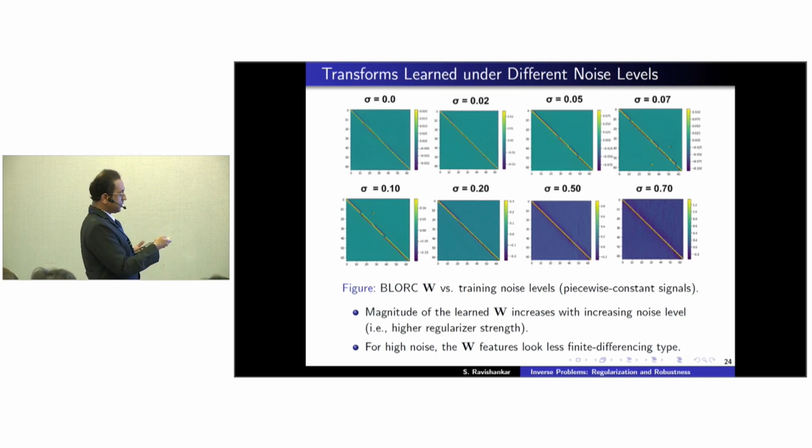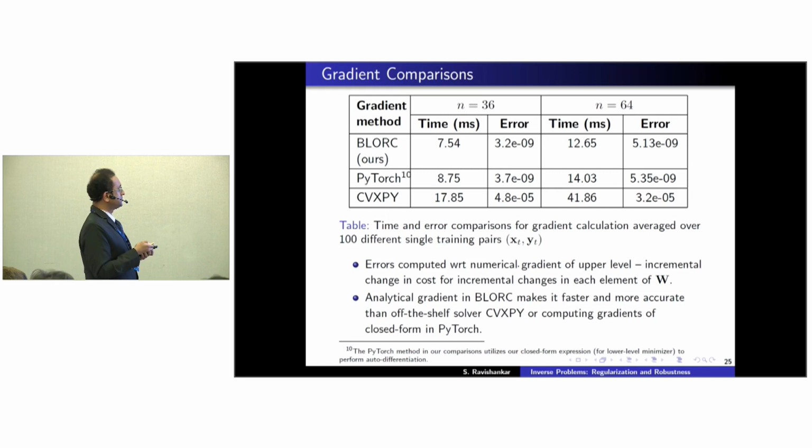But at some point, the features change. Going to very high noise levels, you don't get the finite differencing structure anymore, but a different structure that's more appropriate at those high noise levels. So suddenly there's a phase transition in the behavior of the learned filters with this approach.